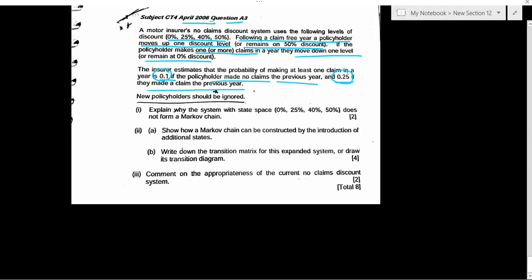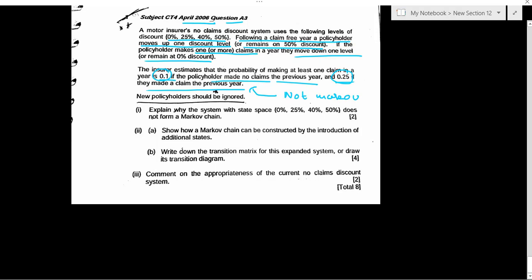Okay, so clearly you can see that this process is not a Markov chain, and we'll need to modify the state space in order to make it a Markov chain. Okay, so it's not Markov because the probability of moving up or down, that is making a claim or no claim, depends on whether you made a claim last year or not. Okay, so it does not just depend on the current level of discount you are at, but also depends on last year's level of discount, or whether you made a claim last year or not.